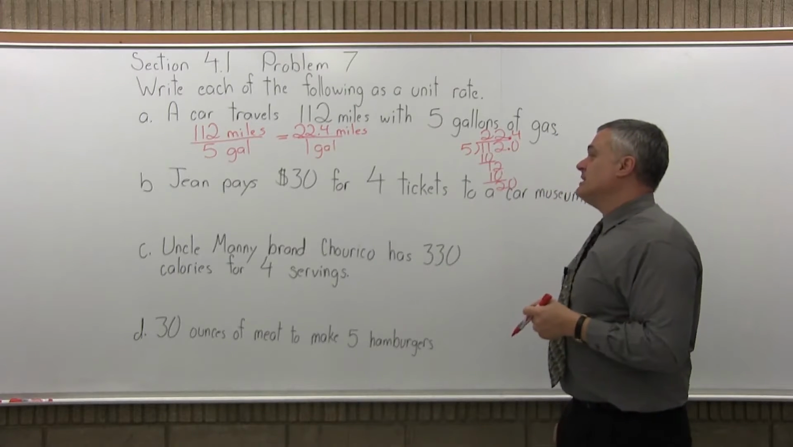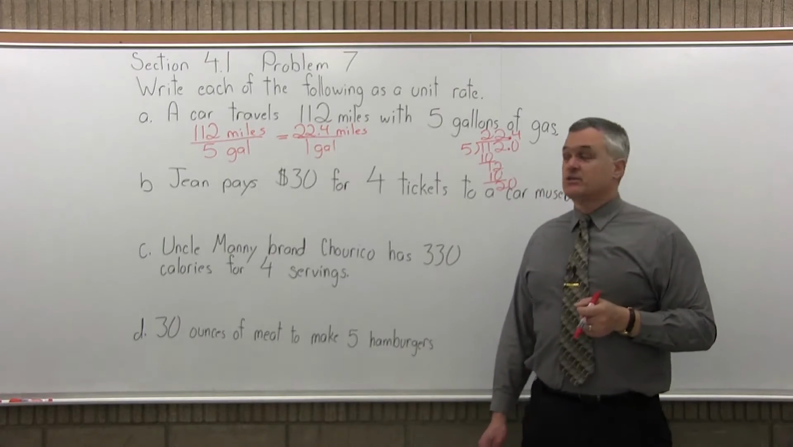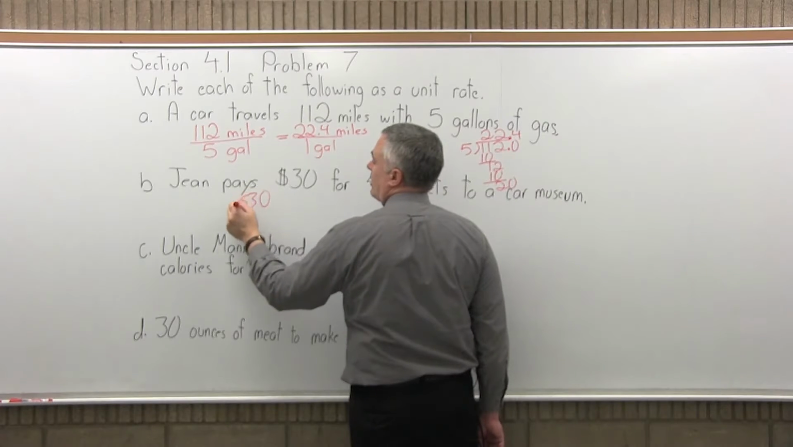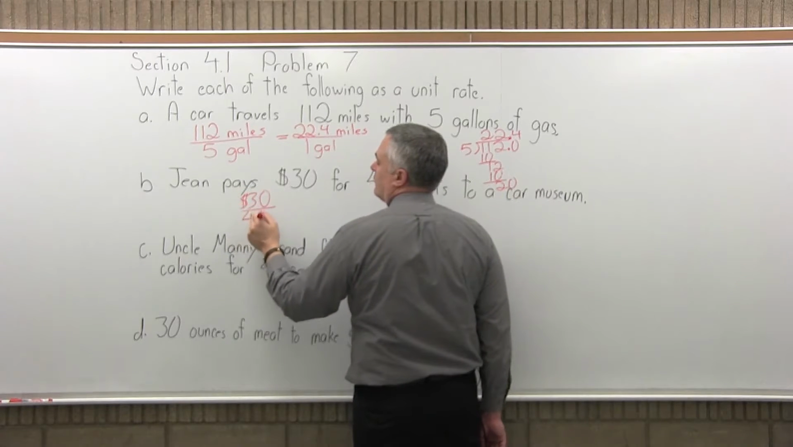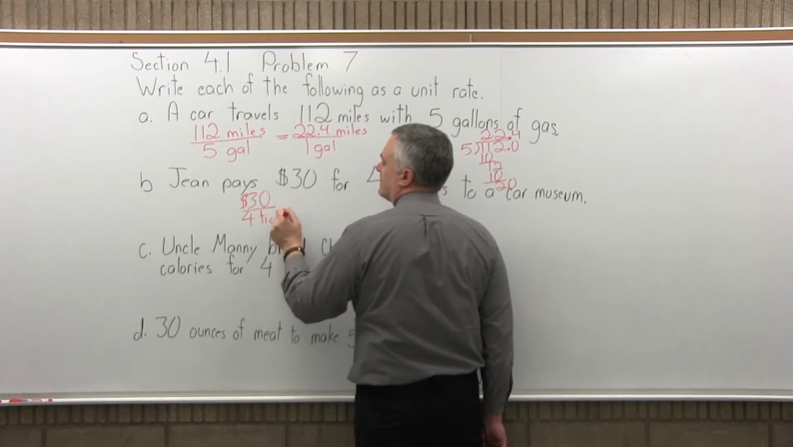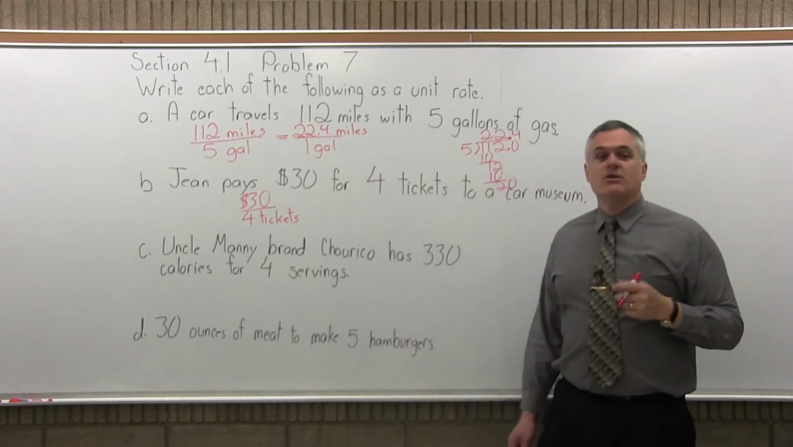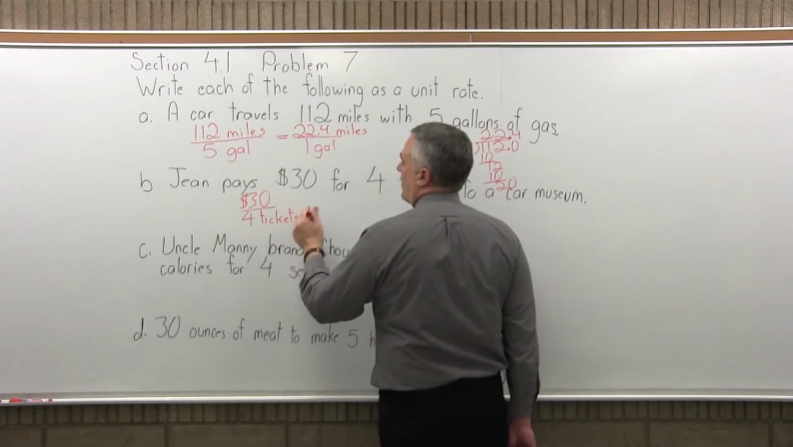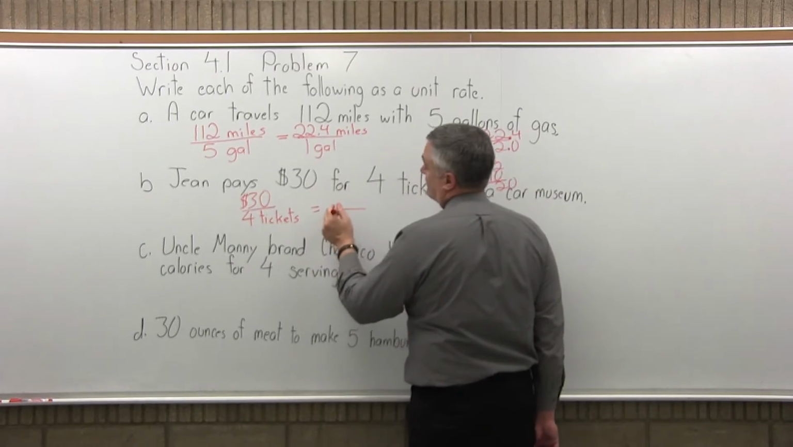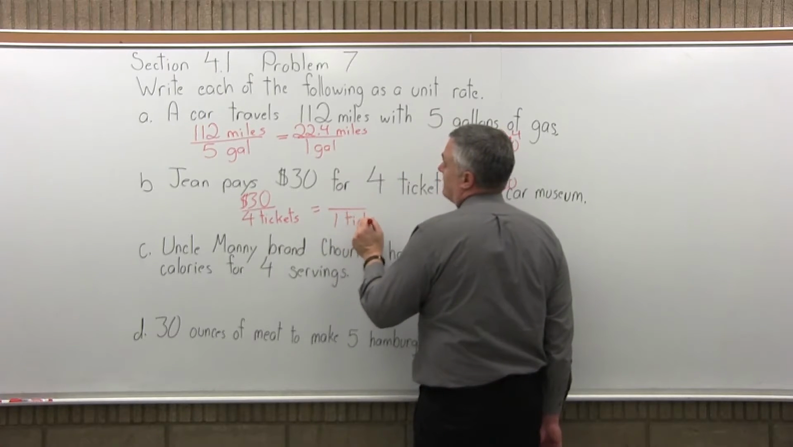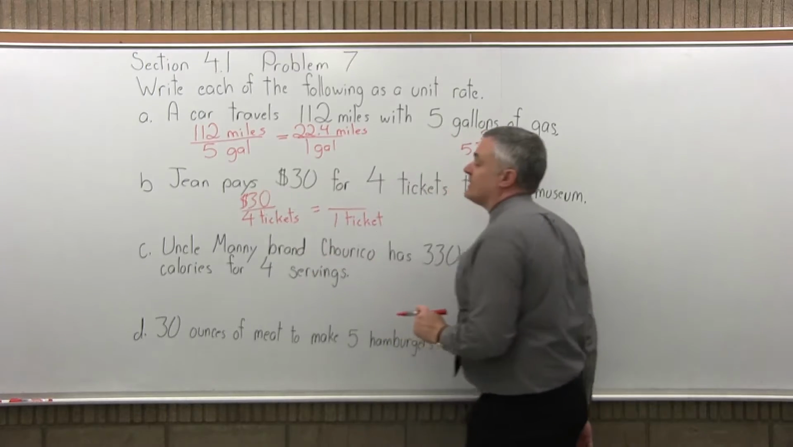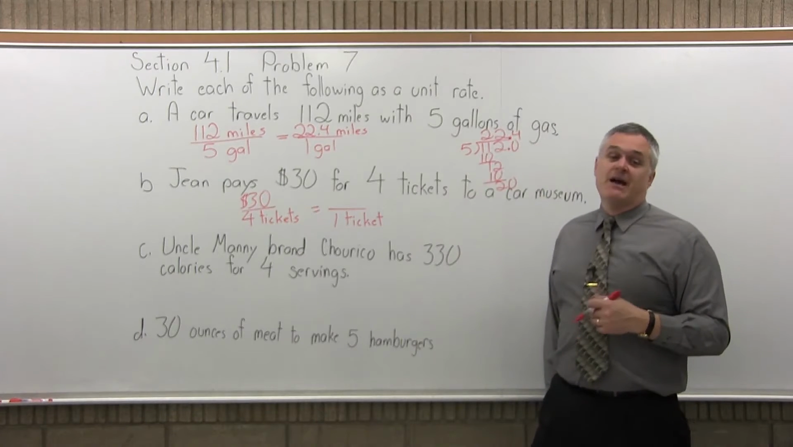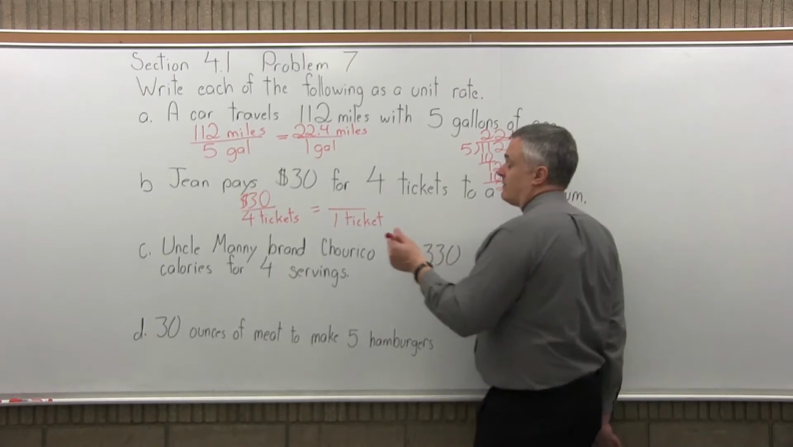The next one, part B, says Jean pays $30 for 4 tickets to the car museum. So it will be $30 over 4 tickets. And again, what does unit rate mean? Unit rate means the denominator has to be 1. So I want to try and reduce both by 4. Well, the denominator is easy. 4 divides into 4 once, so I'll have 1 ticket. Now, 4 doesn't go into 30 evenly. So for divide by 4, I know half of 30 is 15, half of 15 is 7.5. So it'd be $7.50 per ticket.